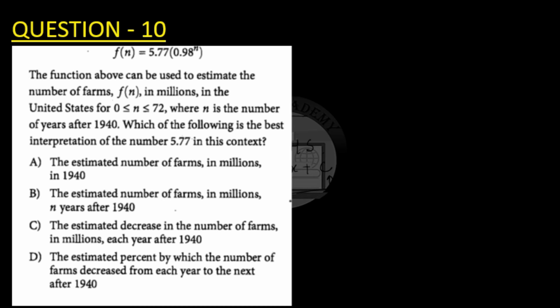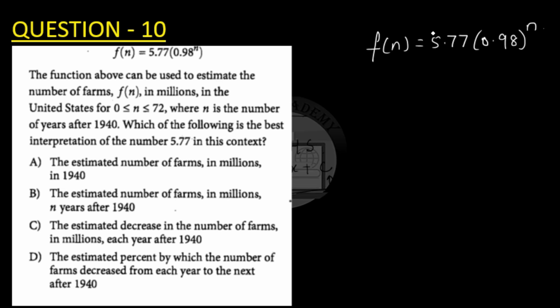The function above can be used to estimate the number of farms f of n in millions in the United States, where n is the number of years after 1940. Which of the following is the best interpretation of the number 5.77 in this context? Let us write this down. So f of n is equal to 5.77, 0.98 to the power of n.